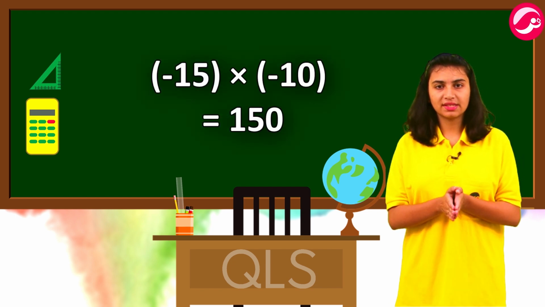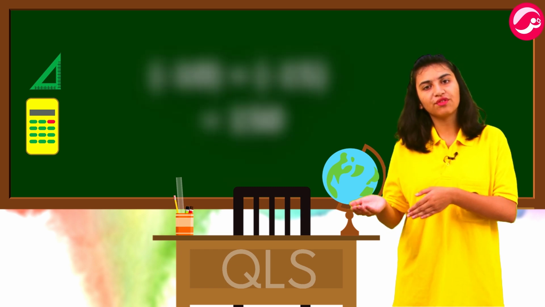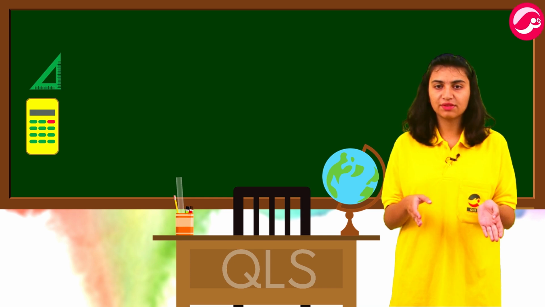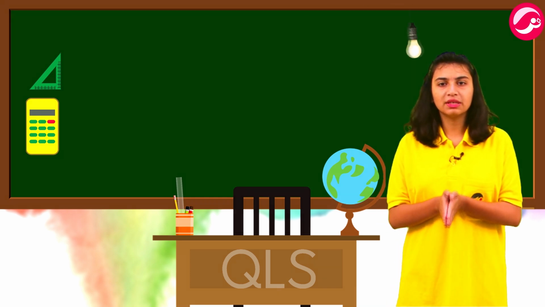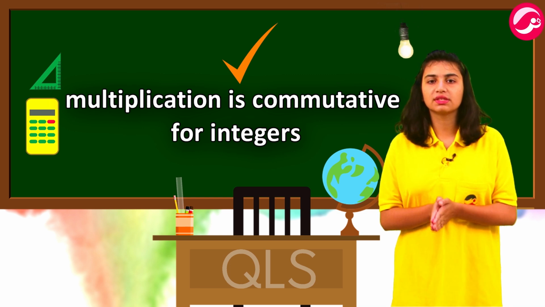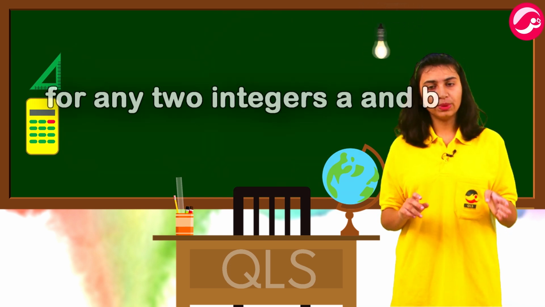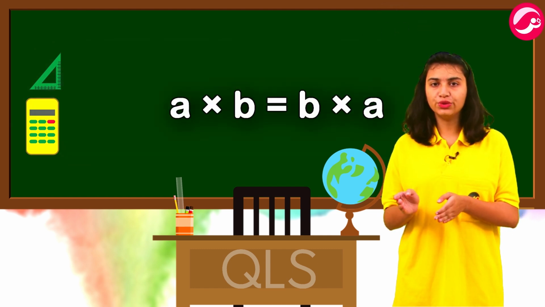Minus 15 into minus 10 is equal to 150, which is equal to minus 10 into minus 15. Well, it doesn't matter if we write minus 10 before or minus 15 before. The answer will be the same. The above example suggests multiplication is commutative for integers. Write down any 5 examples as you like. In general, for any two integers a and b, a into b will be equal to b into a.